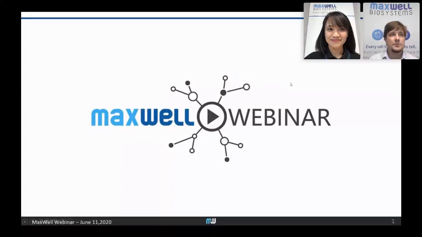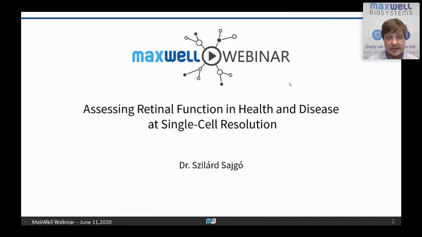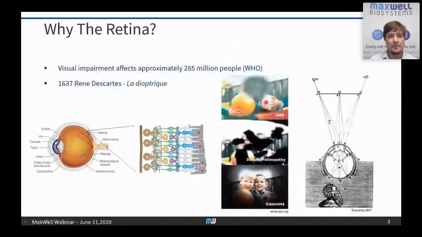So right now, I will just talk about assessing retinal function in health and disease at single cell resolution, and in general, the readouts that you can have from the retina. And first of all, why study the retina, and what is the retina? So the human retina is this 300 micrometer thick tissue at the back of the eye that basically translates images into electrical neural impulses and sends them to the brain for visual processing.